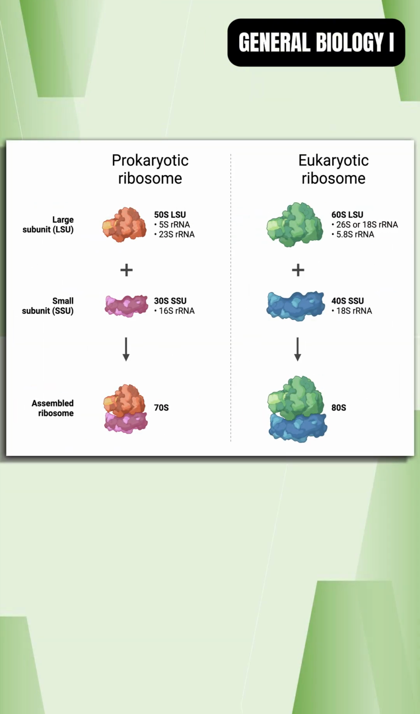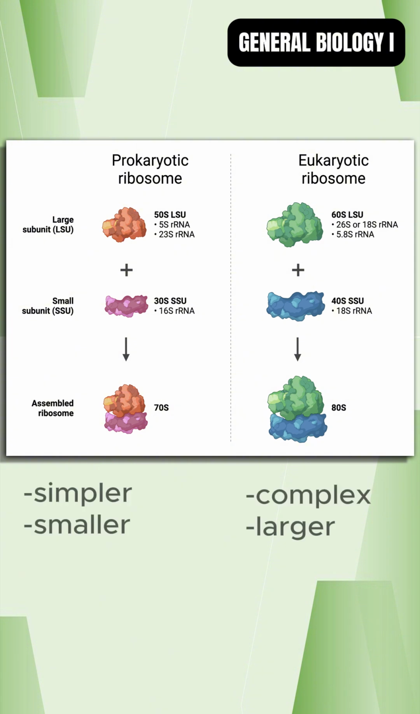Ribosomes are the protein factories of the cell, and they are present in both eukaryotic and prokaryotic cells. However, they differ in size and structure. Eukaryotic ribosomes are larger and more complex, while prokaryotic ribosomes are smaller. Despite these differences, the basic function of ribosomes, synthesizing proteins from genetic instructions, remains the same.